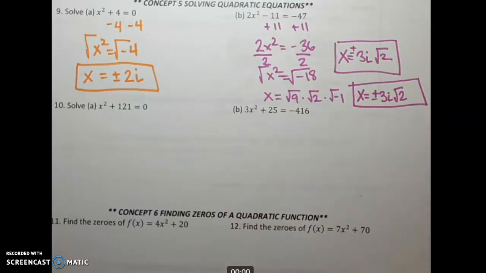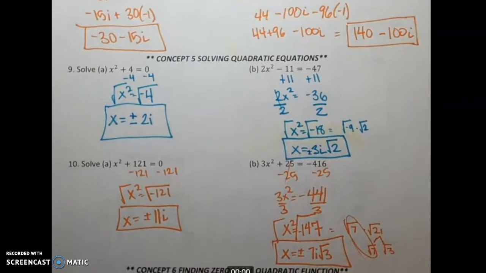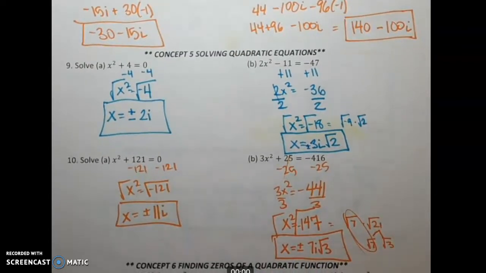Okay, go ahead and give number 10, a and b a try. Take your time, work through it. Please pause right now, and here are the answers. Number 10a, x equals positive and negative 11i, and 10b is x equals positive and negative 7i root 3. There's the work, take a look at that if you need.